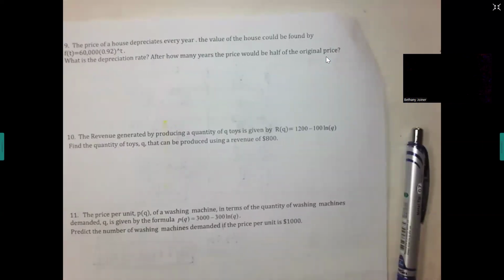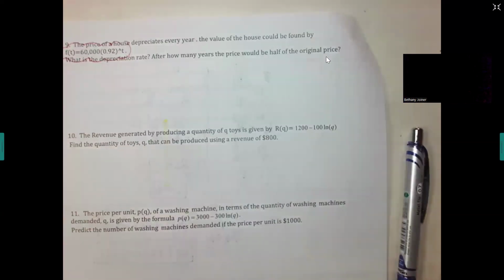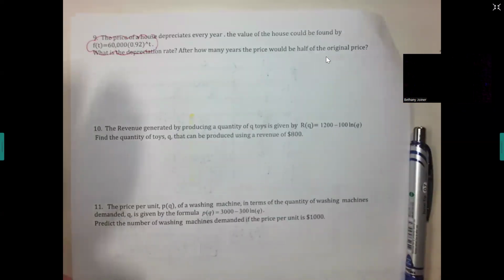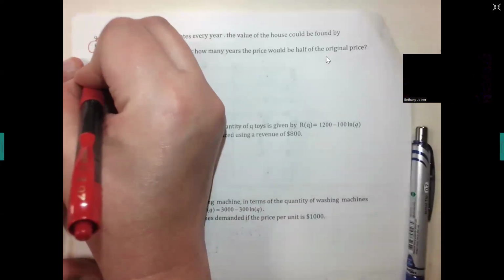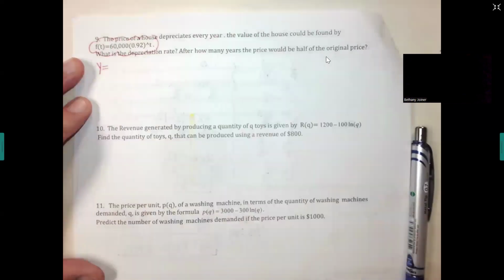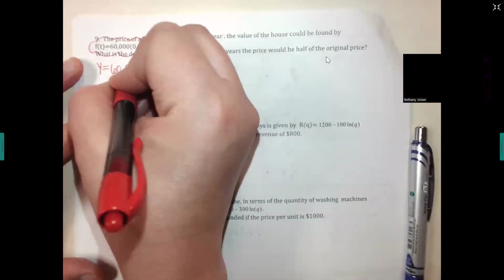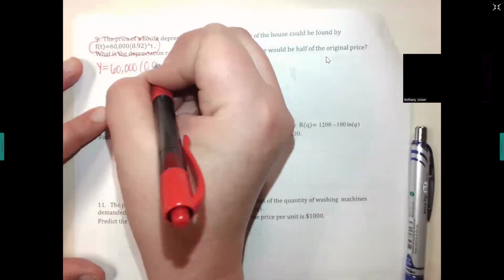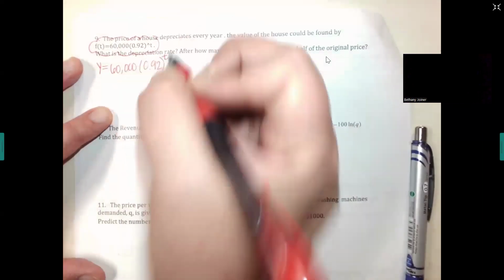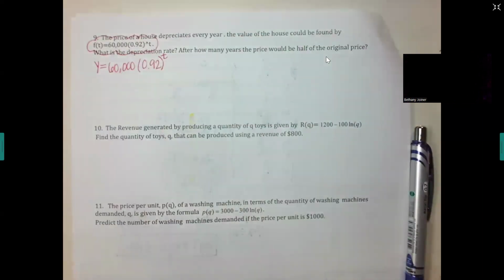So it says the price of a house depreciates every year. The value of the house can be found using the equation listed on your sheet. So it says 60,000 times 0.92 up to the t. So I'm going to write that a little bit bigger. F of t equals, I'm just going to put y equals 60,000 times 0.92 up to the t.